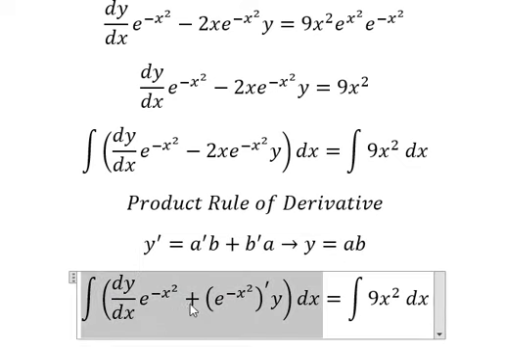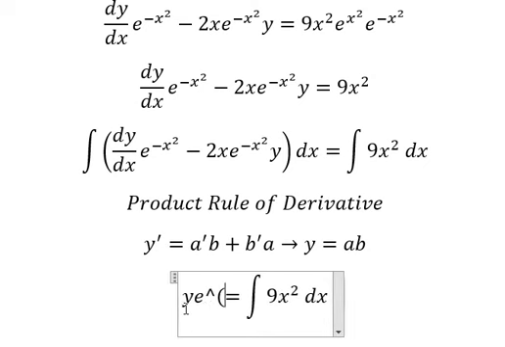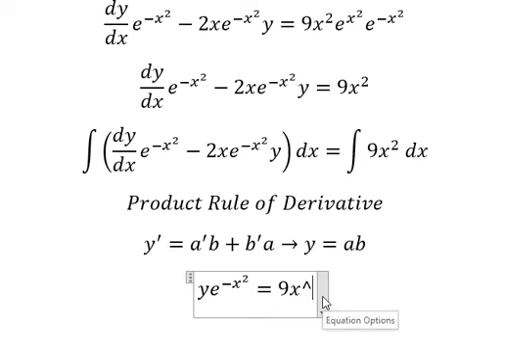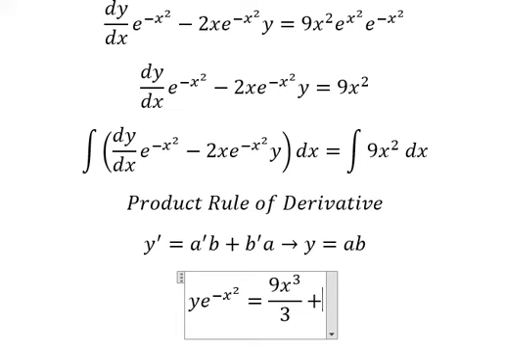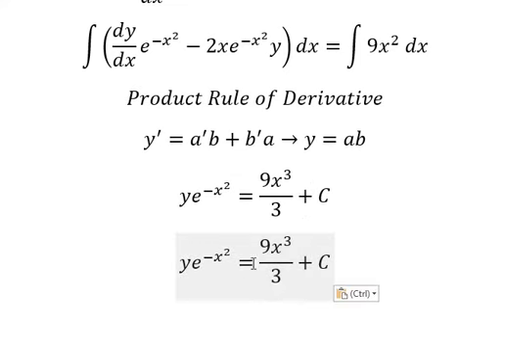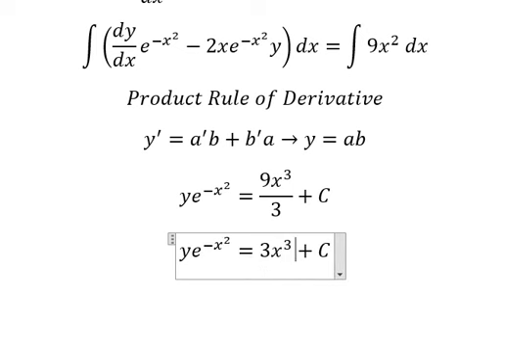So the integration of that one, we have y times e to the power of negative s squared. The integration of s squared, we have s to the power of 3 over 3, and I will put c. Number 9 divided by number 3, and we have number 3 in here.